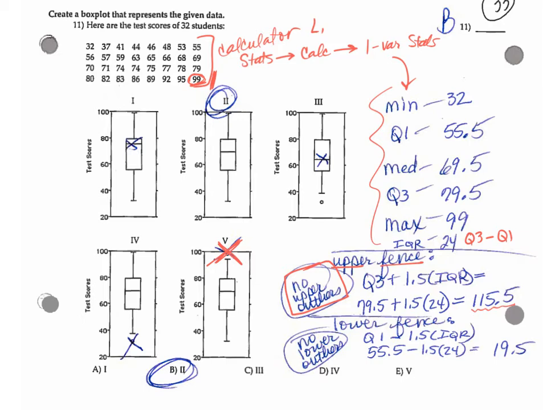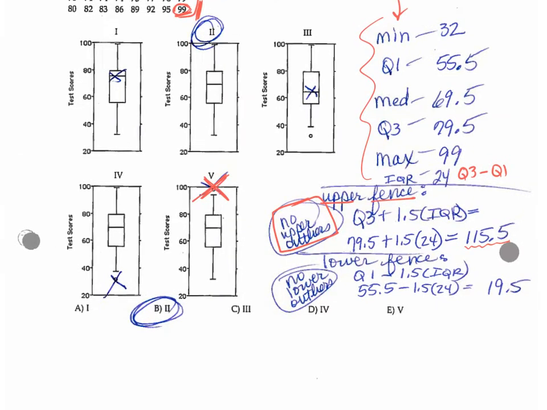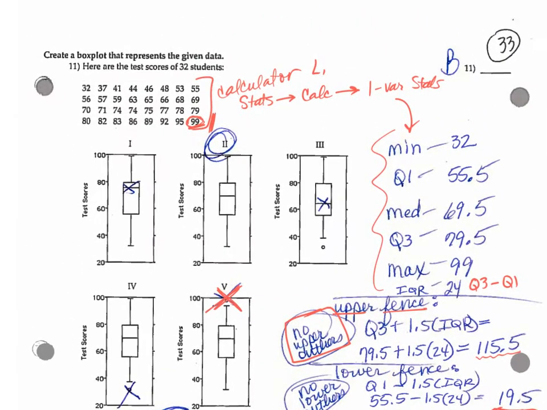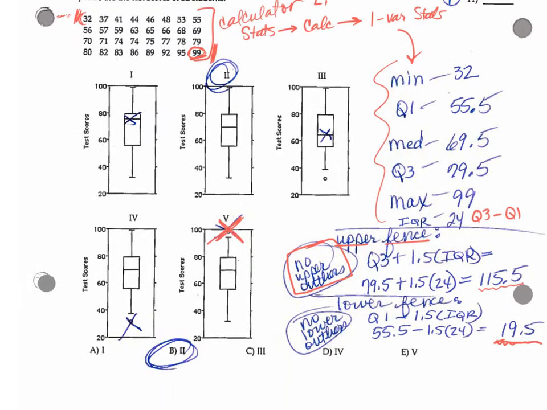So I go to the lower outlier fence. It is Q1 minus 1.5 IQRs. That came out to 19.5. So I'm going to come up here to my data. 19.5 is below 32. So there is no data below 19.5. So there will be no lower outlier.